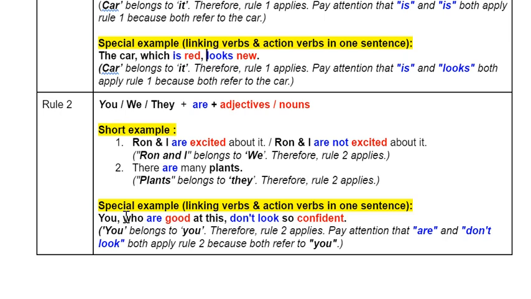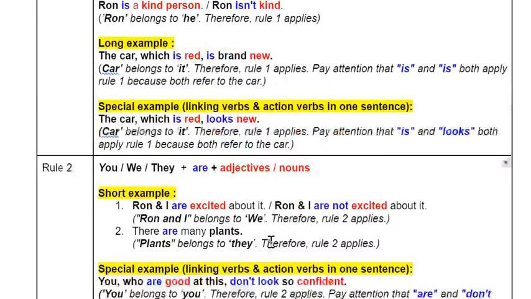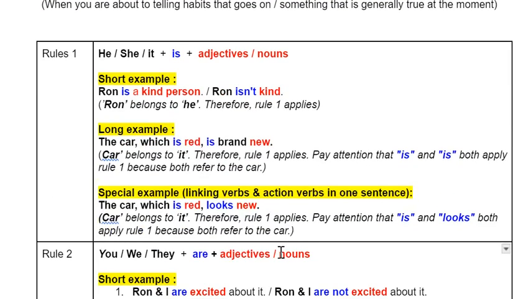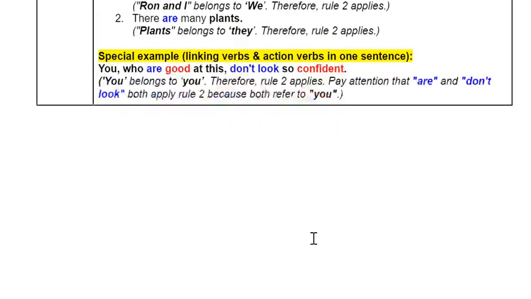Okay, so this one applies the rule where you have a linking verb only. This one applies the rule where you have an action verb, and they're combined together here. Okay, I believe those things make sense. Okay, again, if you would like to process all of the information, I encourage you to pause the video.